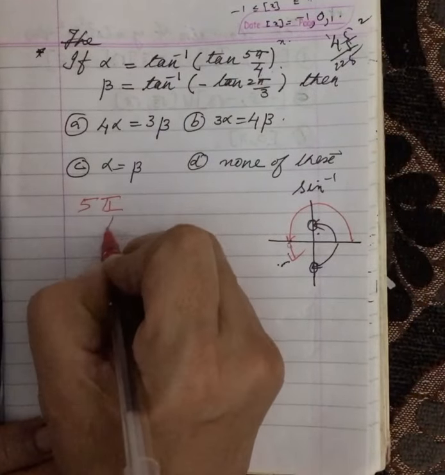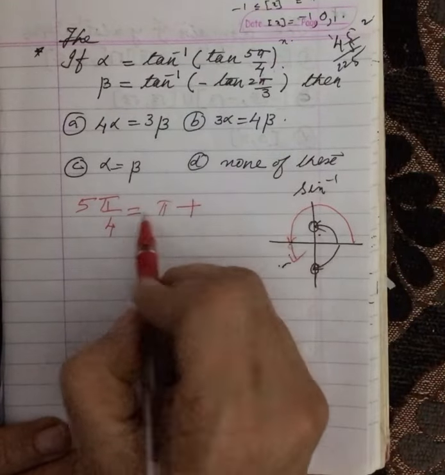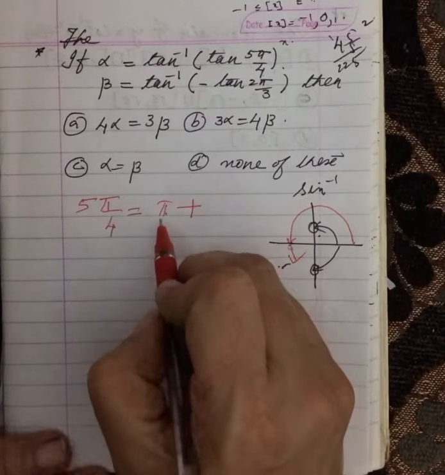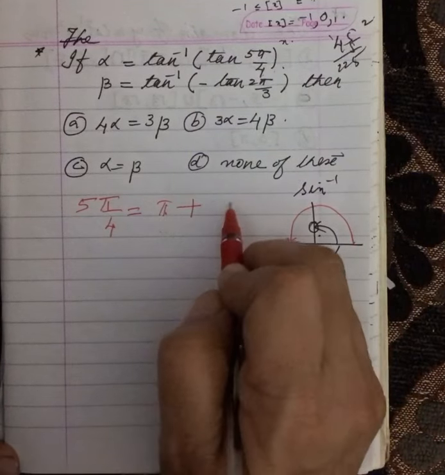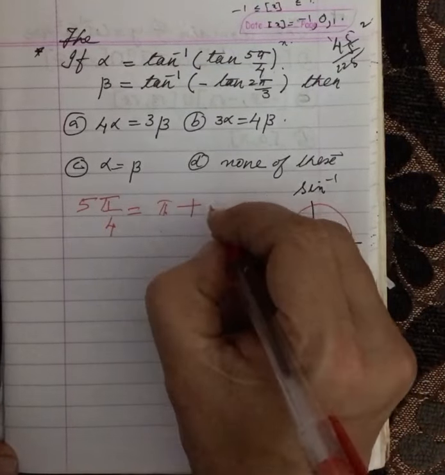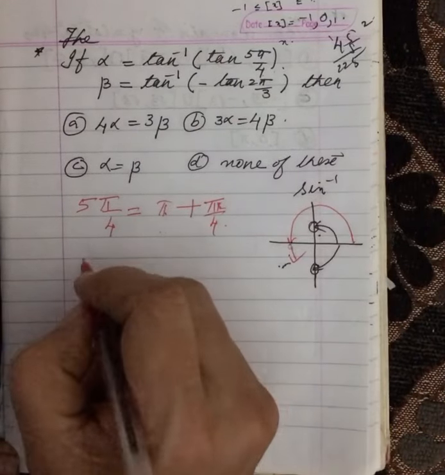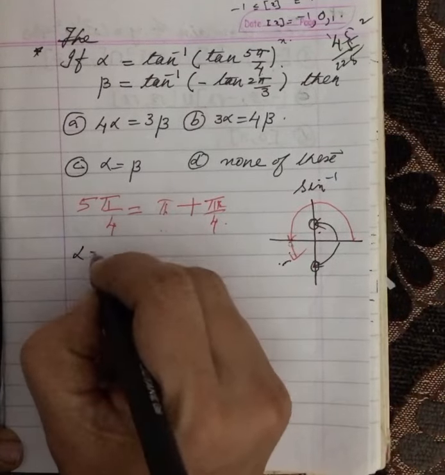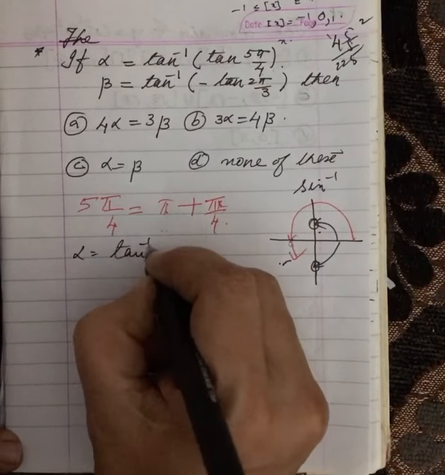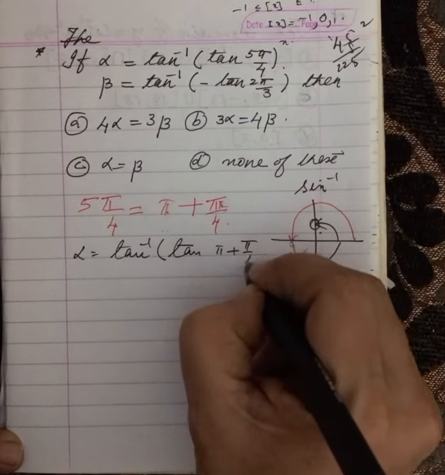5 pi by 4, we are going to split it as pi plus something. Pi plus, in terms of pi by 4, you think, pi is 4 pi by 4. 4 pi by 4 plus how many pi by 4 is 5 pi by 4? It is 1 pi by 4. So now what you can do is alpha equal to tan inverse of tan of pi plus pi by 4.